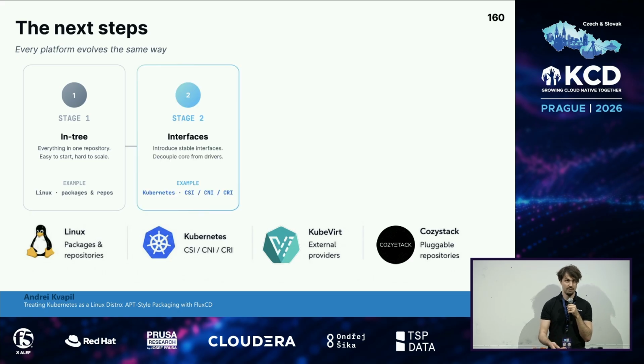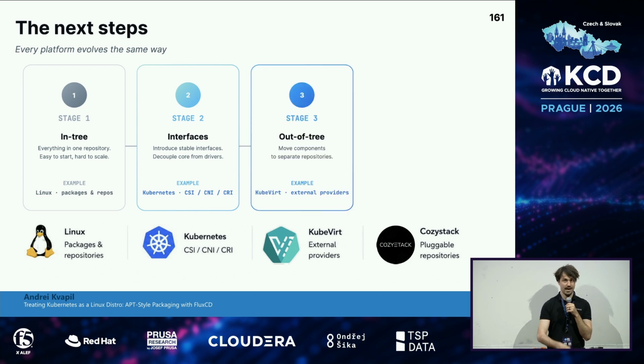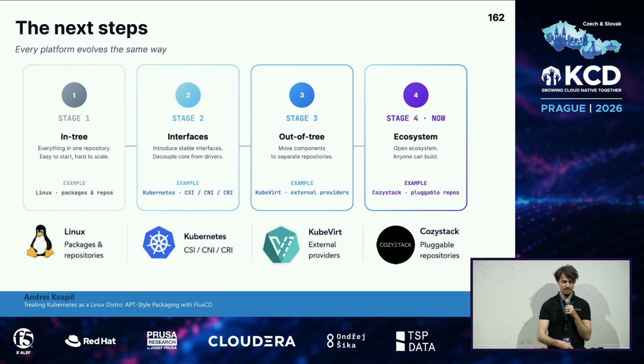Then they invented interfaces, like CSI and CNI, to let users provision external implementations and use them through this interface. And then they moved on, and they already deprecated all of these in-tree drivers. They work only through those interfaces. In fact, we want to do the same in Cozystack.